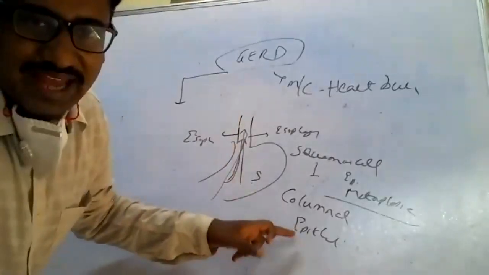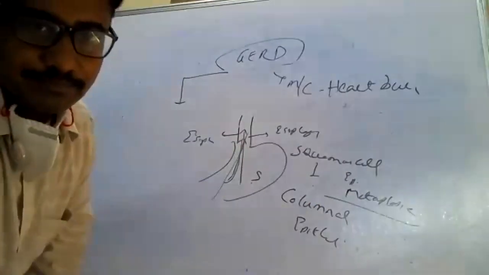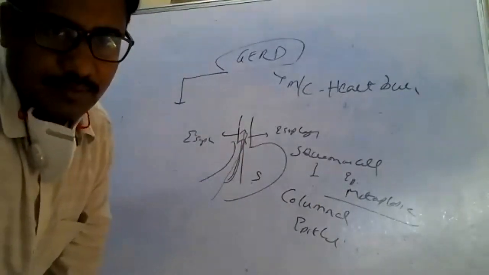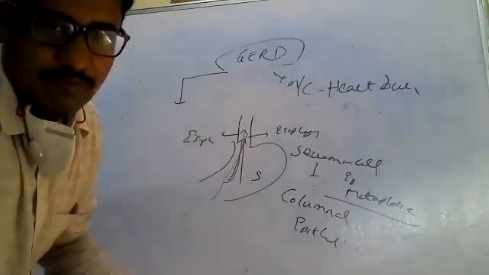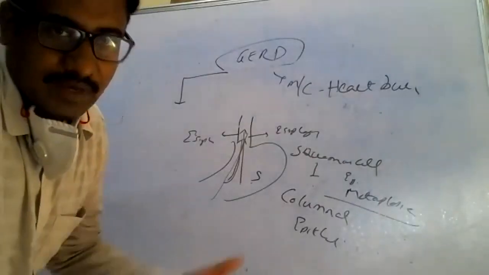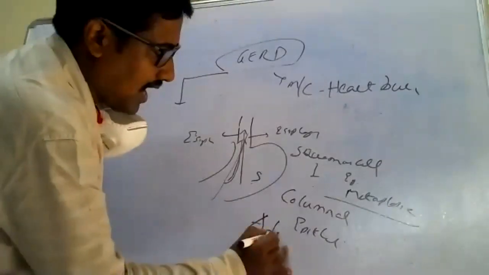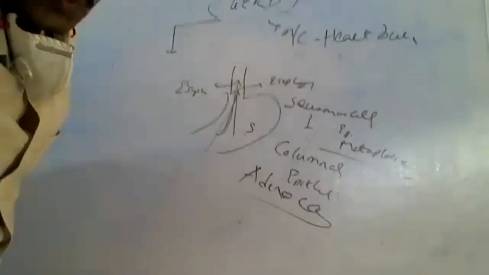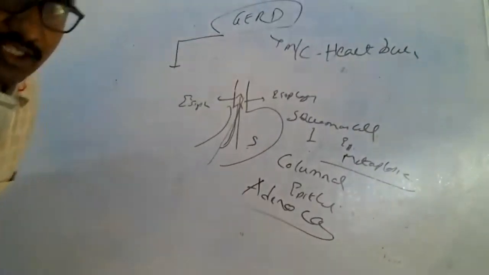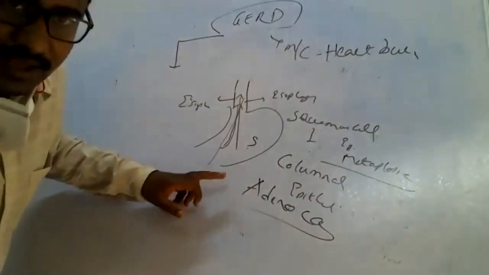So due to this GERD, due to this reflux of the stomach contents into the esophagus, what malignancy can you expect after metaplasia? I'm asking what malignancy. Barrett's is correct only, but what is the name of the malignancy? It is adenocarcinoma. What carcinoma can you expect? You can expect adenocarcinoma.